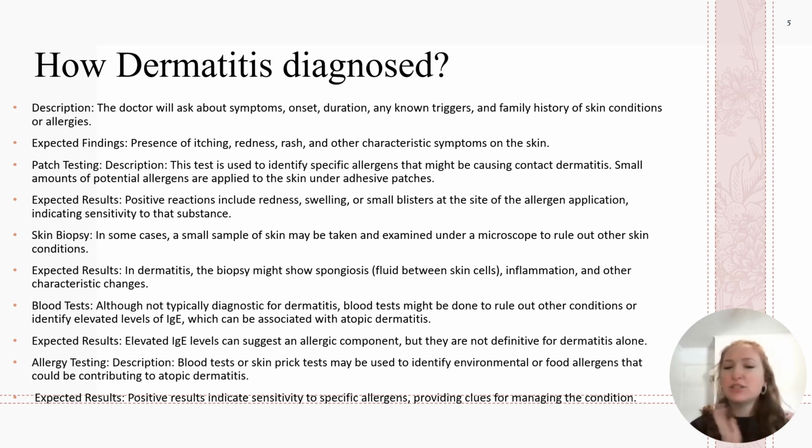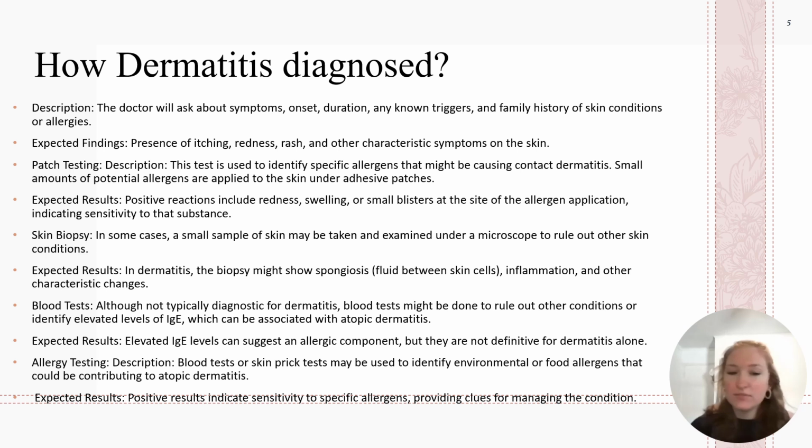There are a few steps to how you diagnose dermatitis. The first thing is you're going to talk with your doctor, and your doctor is going to ask you about the symptoms that you may have, like how long you've had it, anything that triggers it that you know of, and your family history to see if that's what it is or maybe something else. And they'll check for itching and redness and rash and the other symptoms that we've discussed in the previous slide. And they'll do a patch test to see if that's what it is or not.